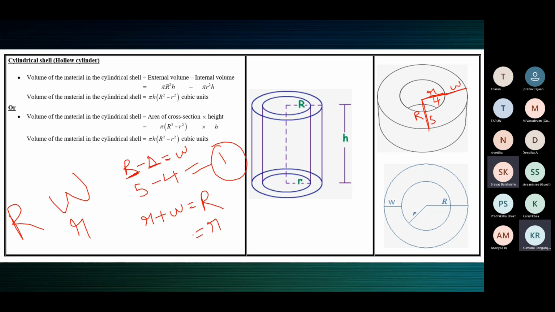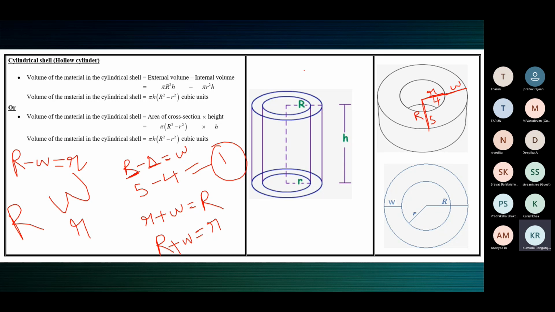Ma'am, R plus W is equal to small r. Oh, capital R plus W, is it? Imagine, see the figure there. To capital R, you should add W and you will get small r. How is it possible? Ma'am, capital R minus W is equal to small r. Yes, capital R minus the thickness.